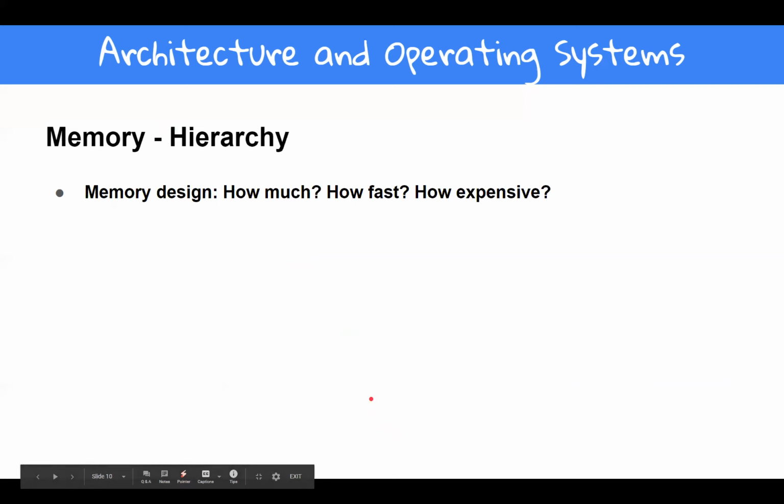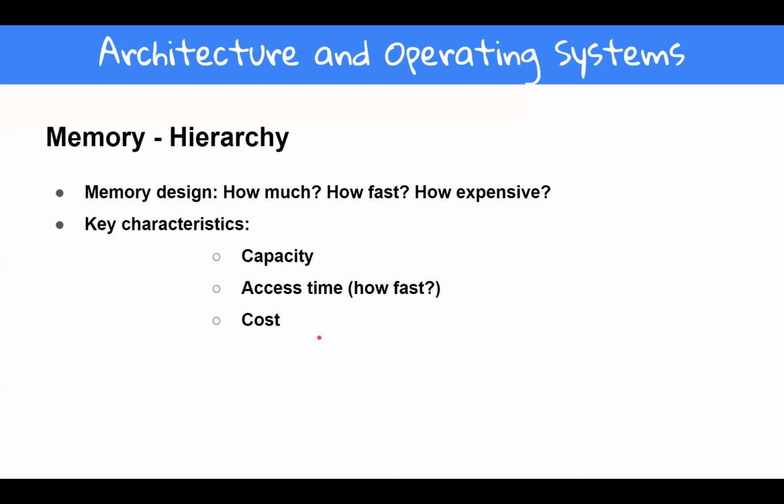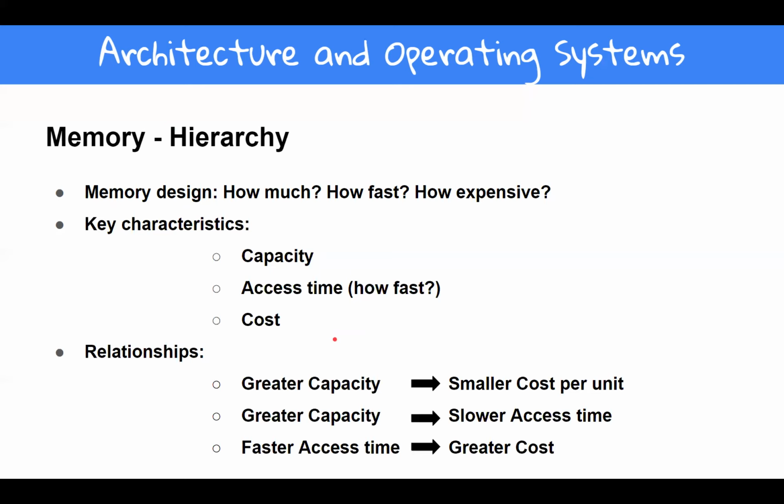But how to use them, how to design a memory for a machine. In terms of memory design, 3 important questions are: how much, what is the capacity? How fast is it, so what access time? And how much does it cost us? These are the main issues that we need to think about in memory design, which we'll discuss later on about the hierarchy of the memory. So we've got 3 points: capacity, access time, and cost. We need to consider these 3 factors whenever we talk about memory. There are 3 important relationships between these 3 factors.